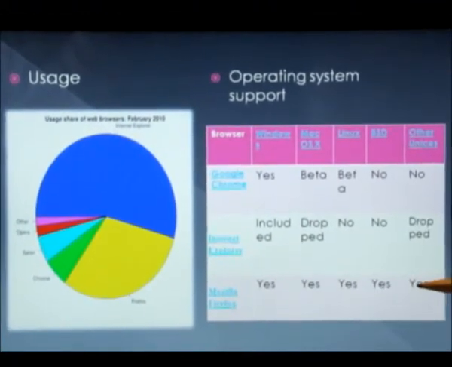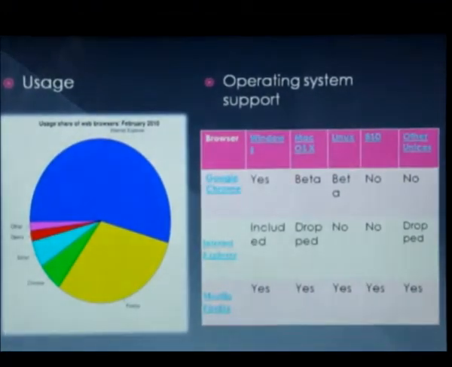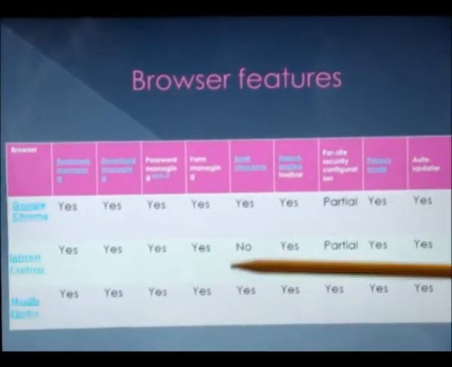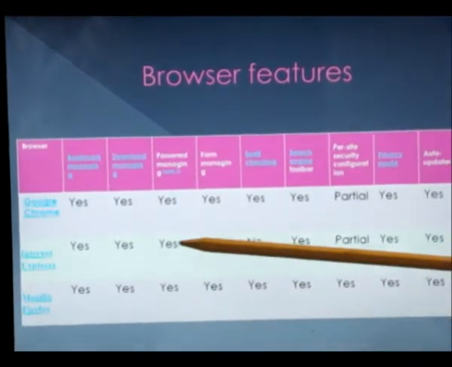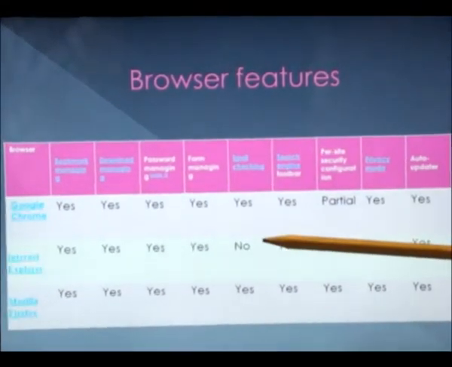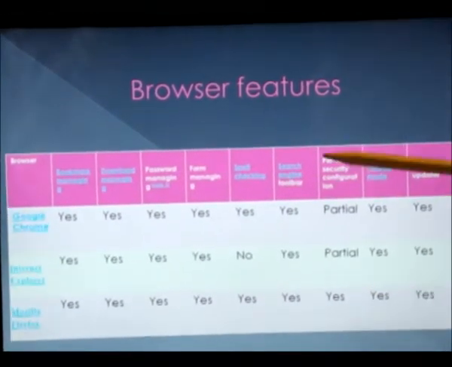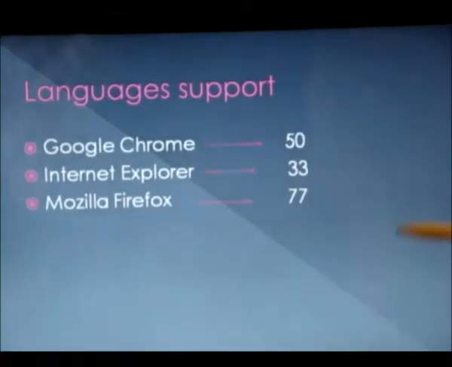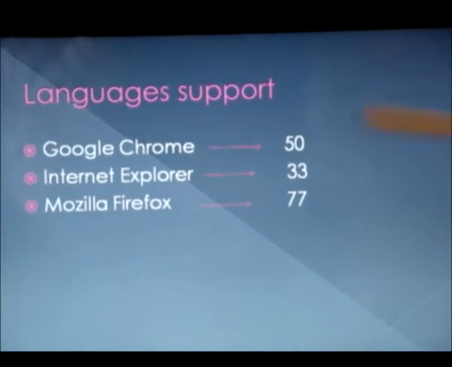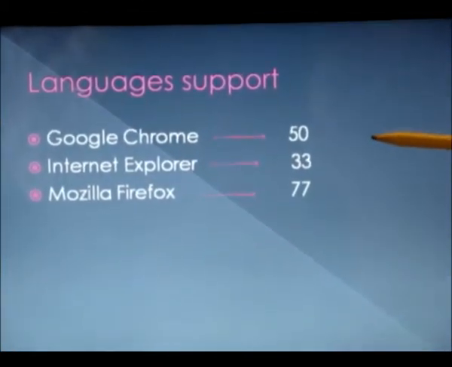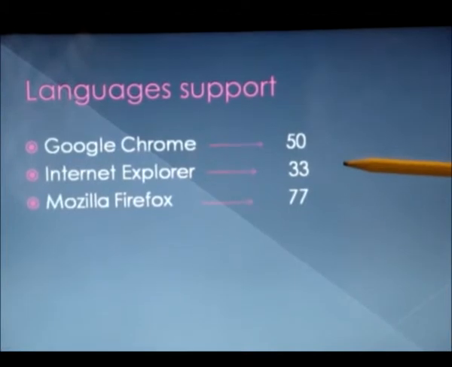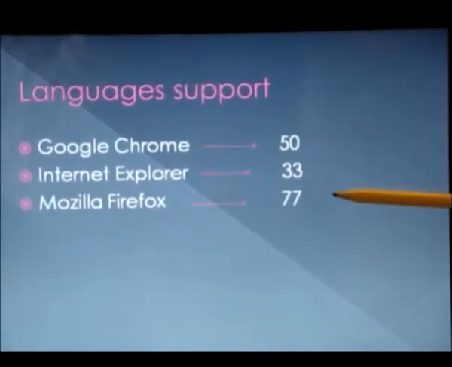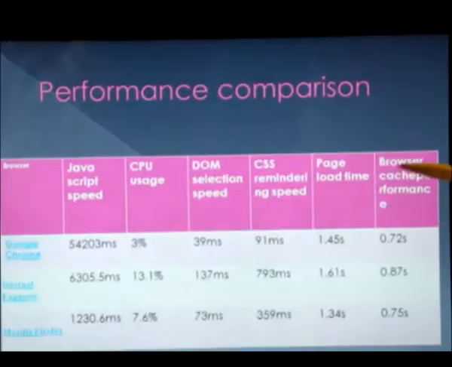Mozilla Firefox is acting the best. Next one is the browser features. From this figure, we can see that Internet Explorer doesn't have the spelling checking feature. The rest, Google Chrome and Mozilla Firefox, are acting very well. Next one is the language support. Internet Explorer is acting the worst because it only has 33 languages supported. Google Chrome has 50 languages, Mozilla Firefox has 77 languages.